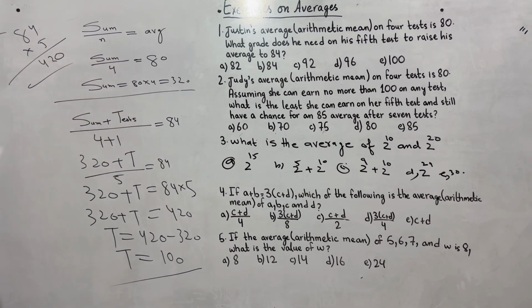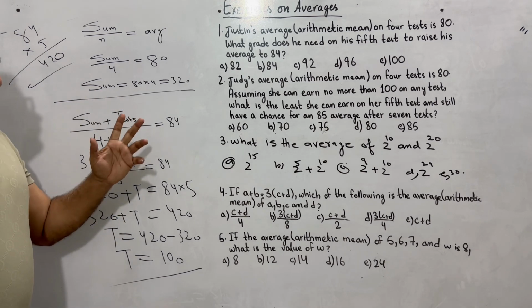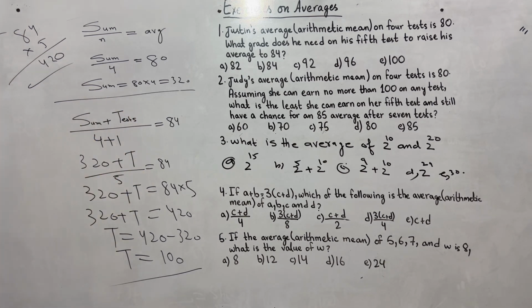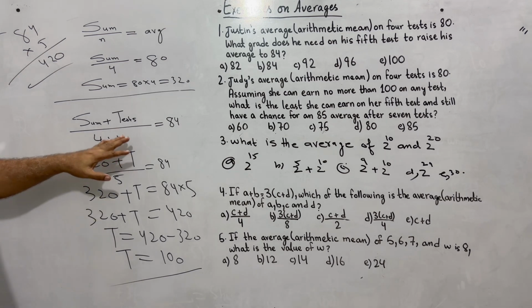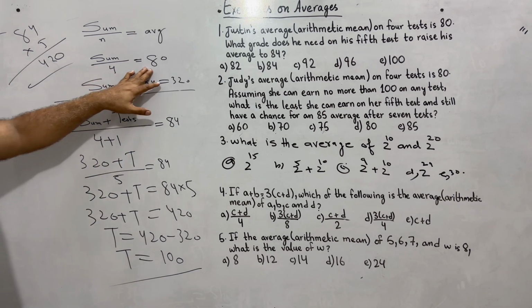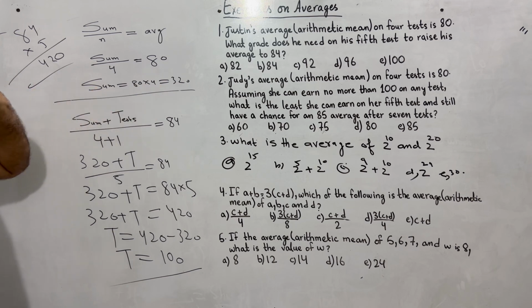From 80 to 84. It's a simple one. Justin's average on the first 4 tests is 80. What grade does he need on his fifth test to raise his average to 84? Simple formula: sum over n is equal to average. 4 tests, average is 80, 4 times 80 is the sum of the first 4 tests, 320.